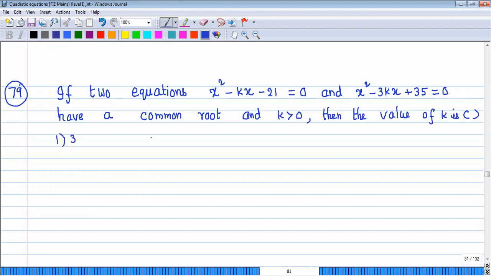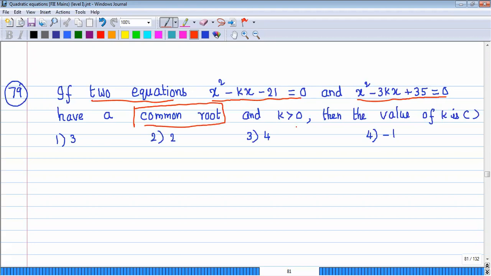First option 3, second option 2, third option 4, fourth option -1. See, two equations, x square minus kx minus 21 is equal to 0, x square minus 3kx plus 35 is equal to 0, have a common root. And k must be positive value. Then value of k we need to find out. So that means let us solve first these two equations.